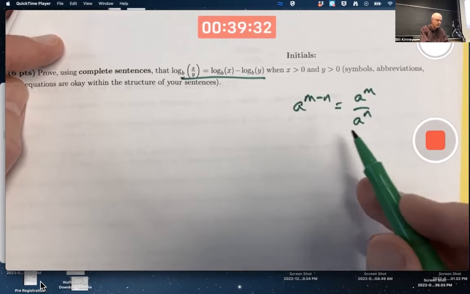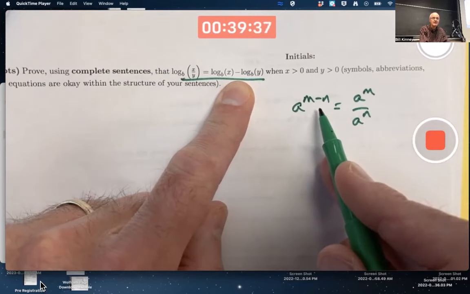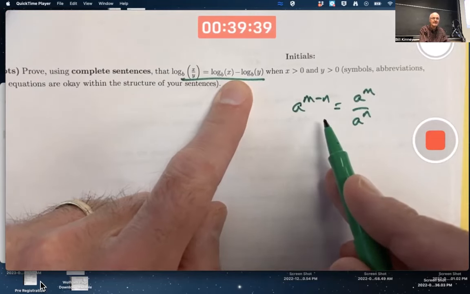How do I know it's going to be related to that? It's because of the minus sign there, and the minus sign there matches. It's got to be related to this property because of the minus sign.